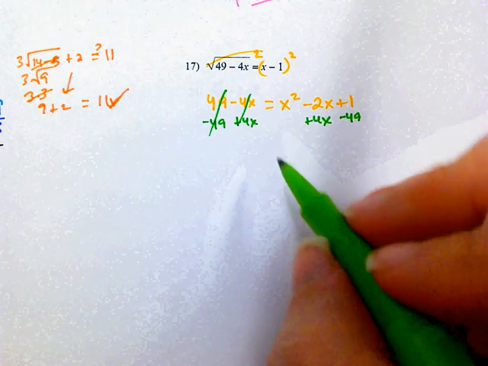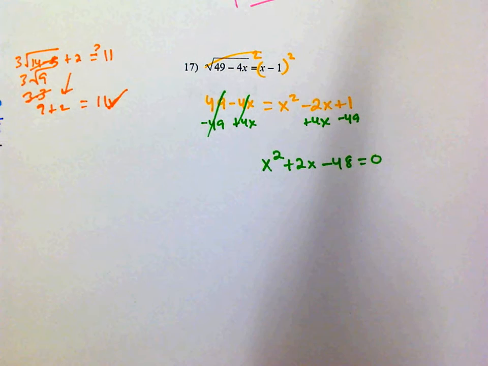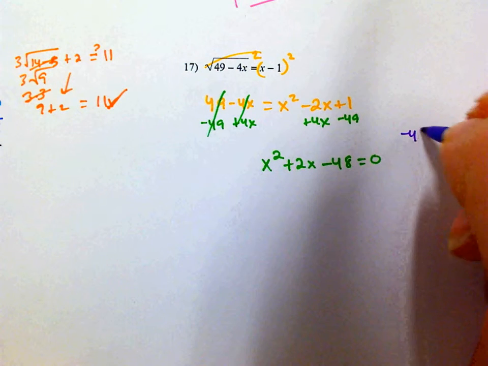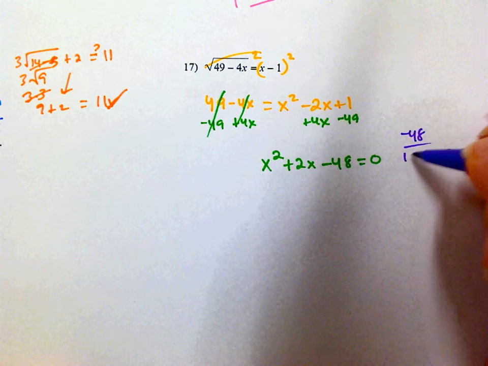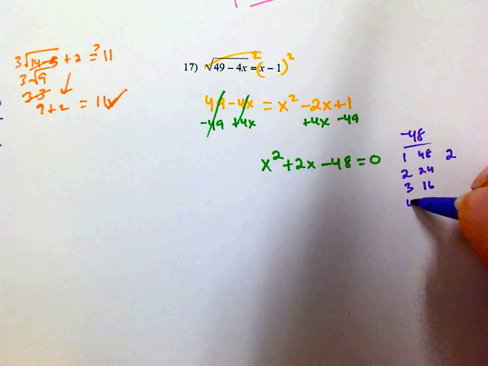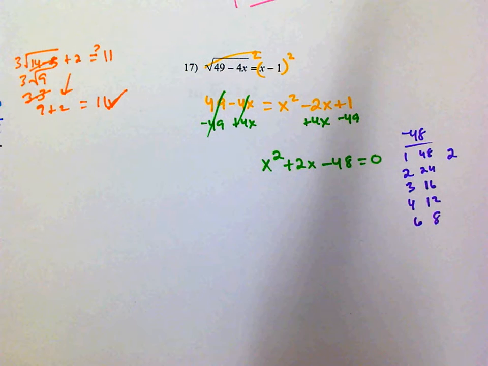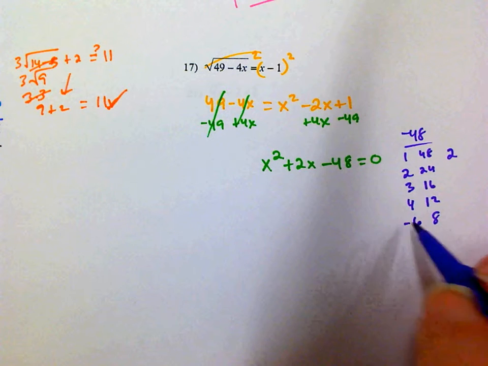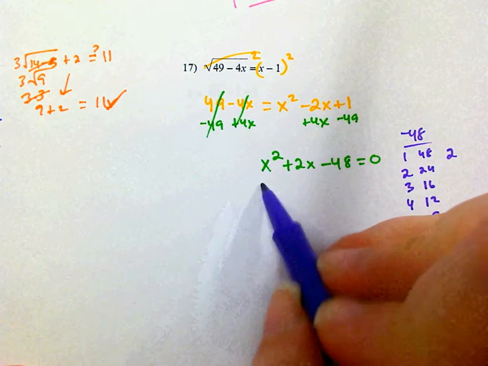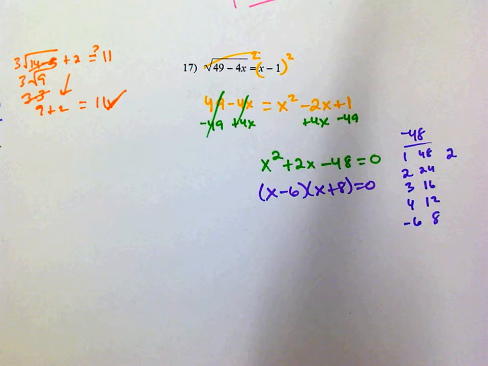So what I'm trying to do is find the factors of negative 48 that add up to 2. So I'm thinking 48, 2 and 24, 3 and 16, 4 and 12, 6 and 8. 6 and 8 have a difference of 2, so I need a positive 2, which means I need 6 to be the negative 1. So x minus 6 and x plus 8, then those equal 0 when x equals 6 and negative 8. But I need to check those answers.